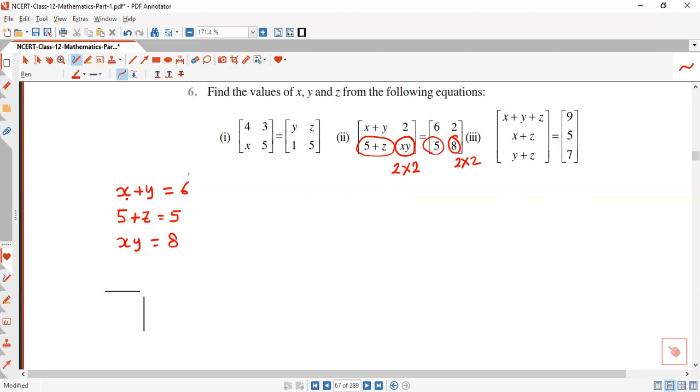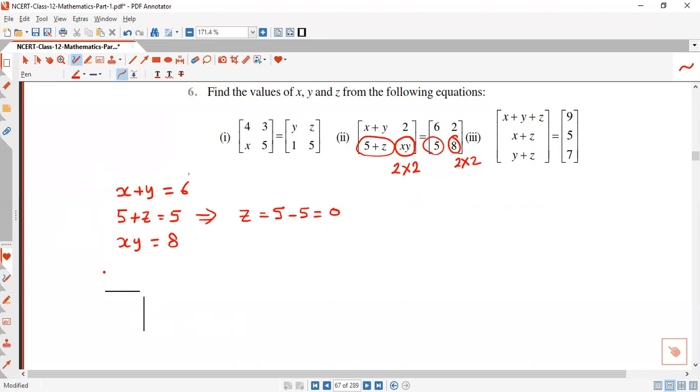I have to find the values of x, y, z. From the second equation, 5 plus z equal to 5, it means z equal to 5 minus 5 equal to 0. So the value of z comes out 0. Now we have to find the values of x and y. Two numbers are there.